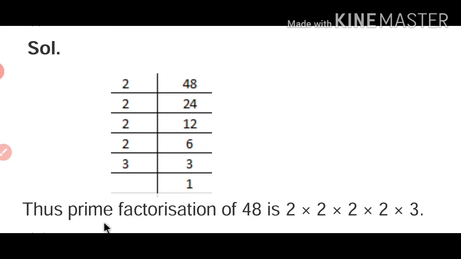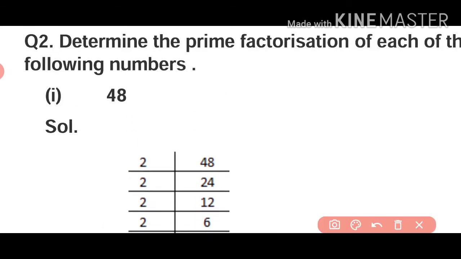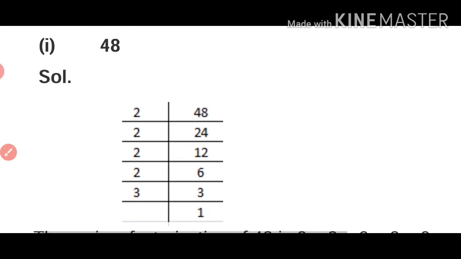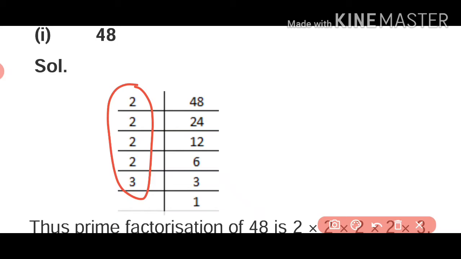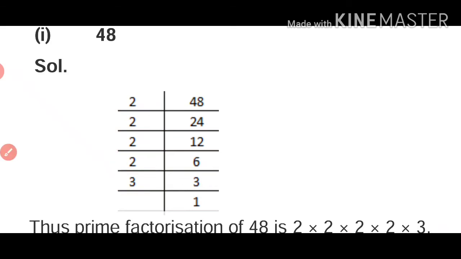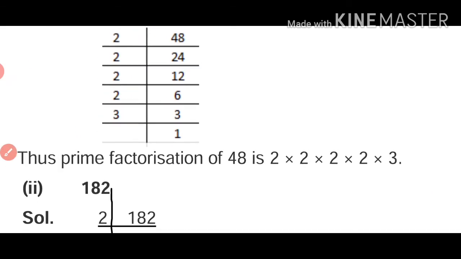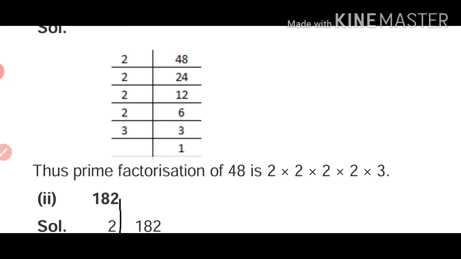So which are the prime factors of 48? This one. So these are the prime factors of 48. 2 multiply 2 multiply 2 multiply 2 multiply 3, and you can see that 2 and 3 both are prime numbers only. So the prime factorization of 48 is 2 multiply 2 multiply 2 multiply 2 multiply 3.